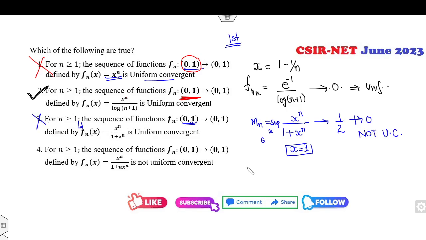If you apply the second method, you can define the subsequence 1 minus 1 over n, and clearly f_n(x_n) on the subsequence will go to e raised to power minus 1. The denominator value also goes to e raised to power minus 1, which does not go to 0. Therefore it is not uniformly convergent.